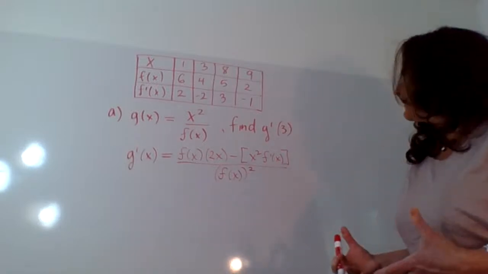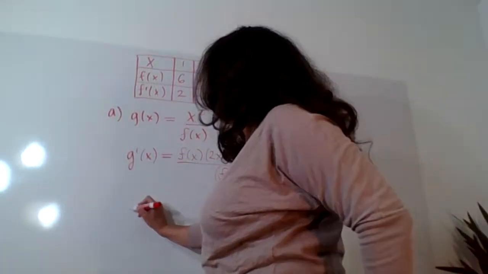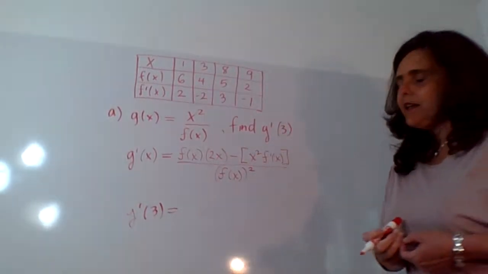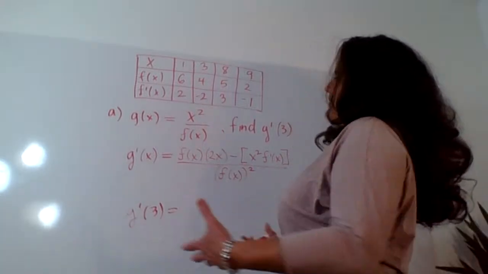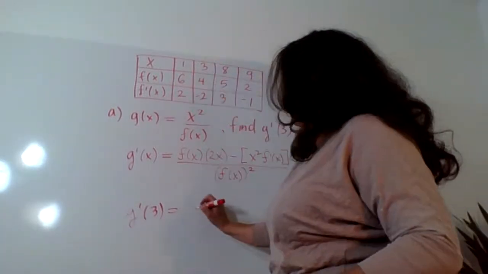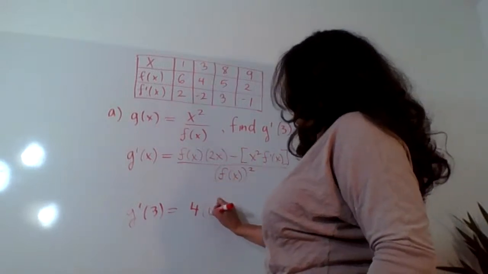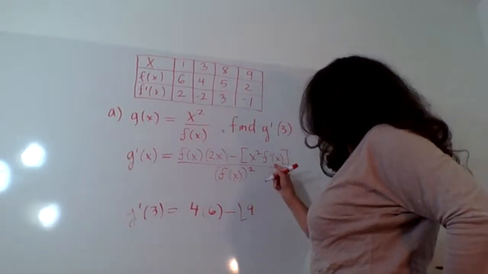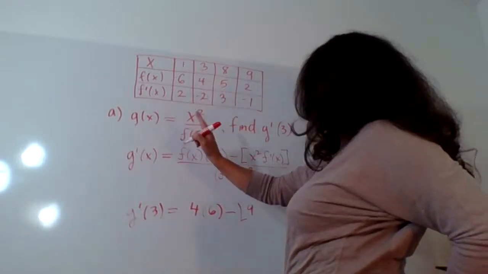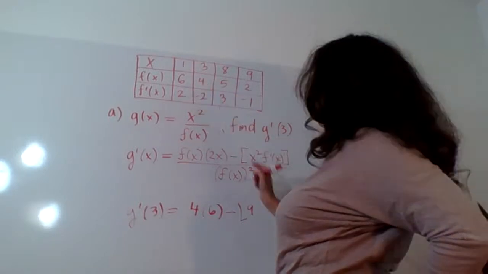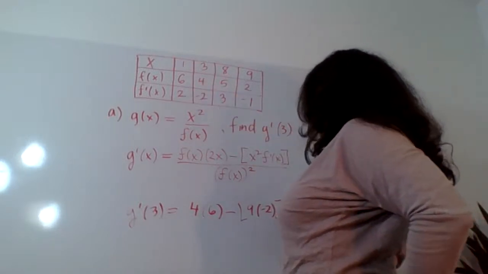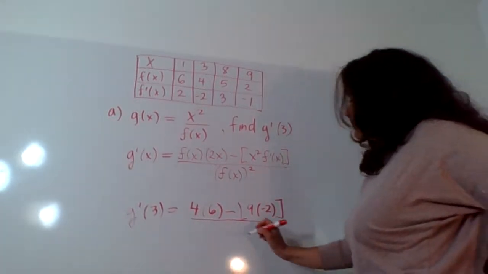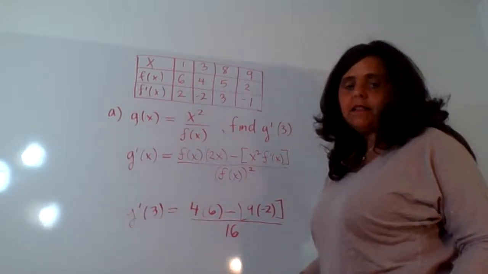It's time to plug in 3. So we're going to find the value of g prime at 3. So everywhere there's an x, we put the 3. So now we have f of 3. Now it would be smart just to grab it. So f of 3 is 4 from the table, and then 2 times 3 would be 6. And then here we have 3 squared, which is 9, being multiplied by the derivative at 3. So f prime at 3 from the table is negative 2. And then we have it all over f of 3 squared. And f of 3, again, is 4. So that's going to give us 4 squared, or 16 in the denominator.